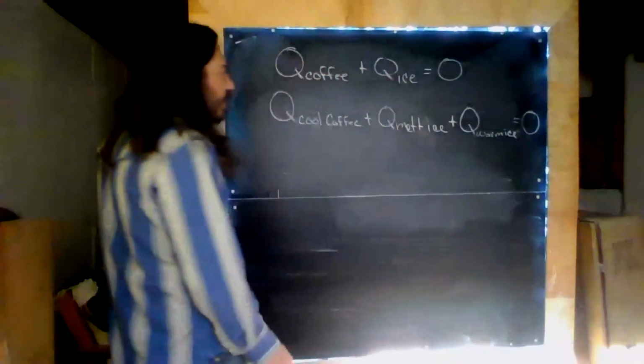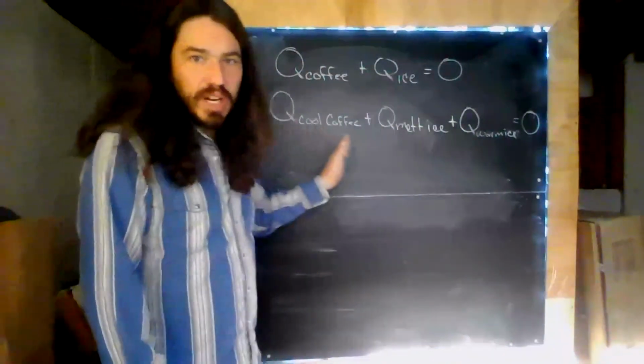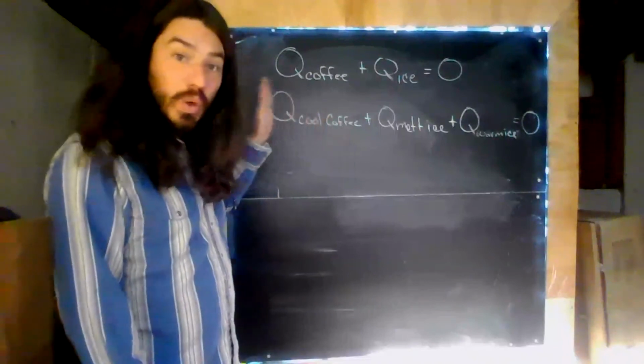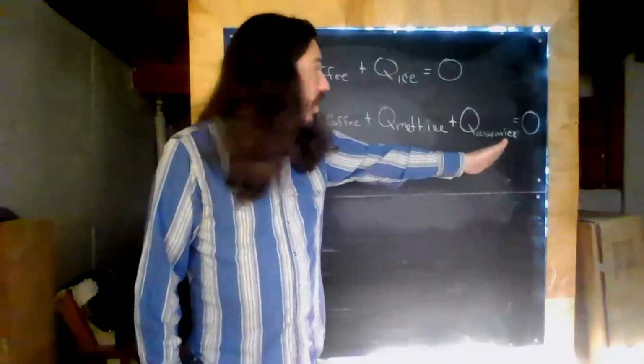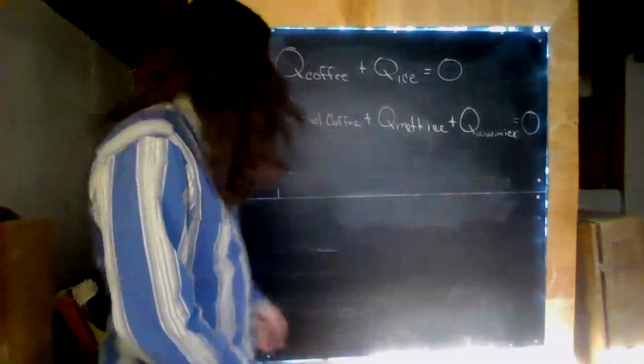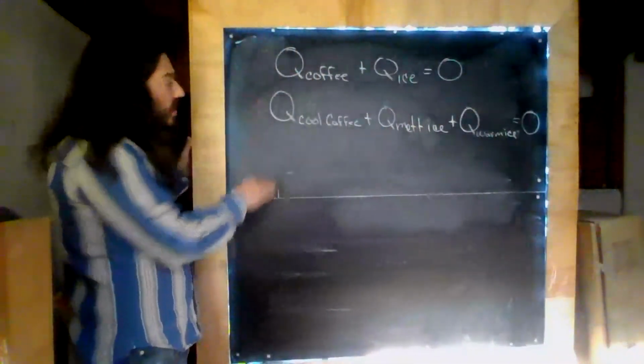Okay, that equals 0. So again, we got 3 terms here because we got to warm up the... we got to cool down the coffee. We got a term for melting the ice and a term for warming up the ice. All right, let's plug in our little equations for these.